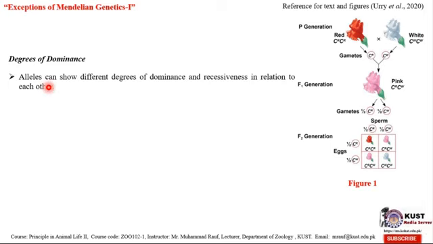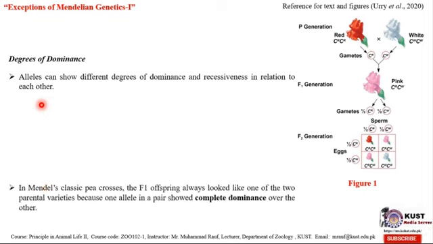Now, alleles are the alternative forms of a gene. Alleles can show different degrees of dominance and recessiveness in relation to each other. So in Mendel's case, there were two distinct forms. One was completely dominant and the other was recessive. There was no intermediate form. However, alleles can show different levels of dominance and recessiveness, as we will discover in the next few slides.